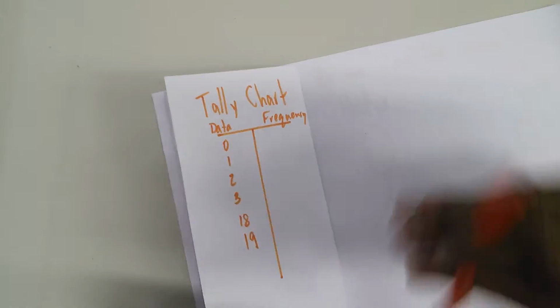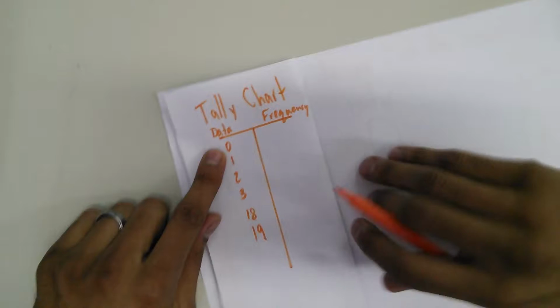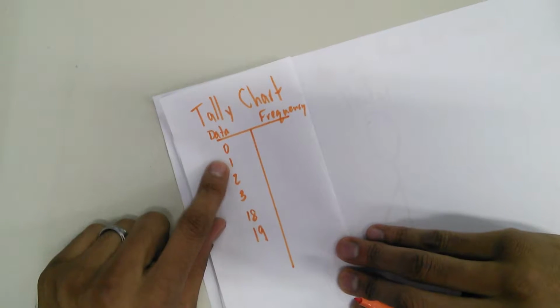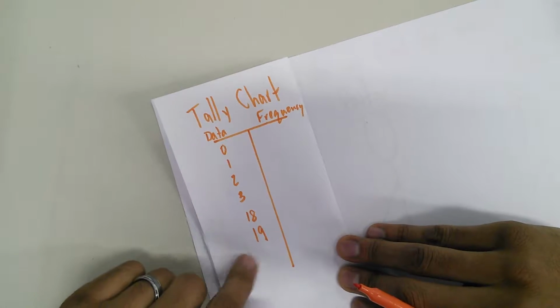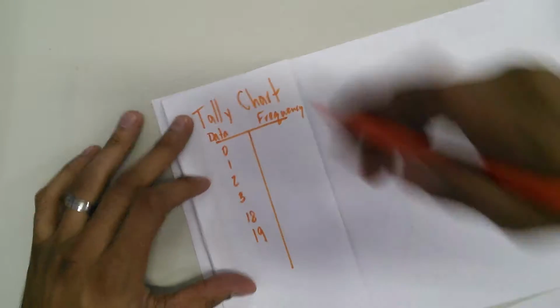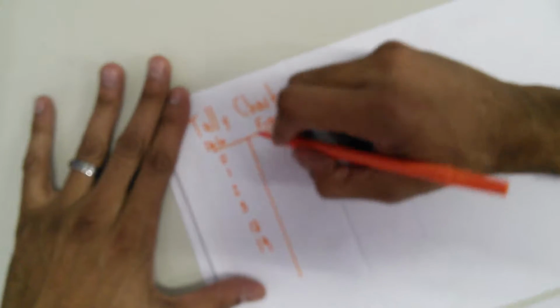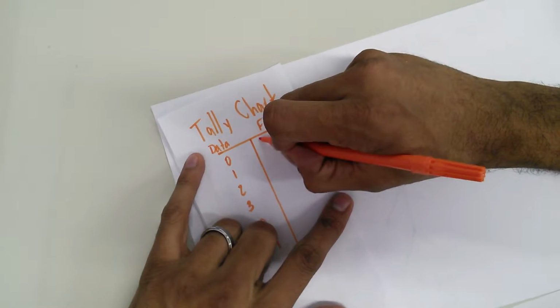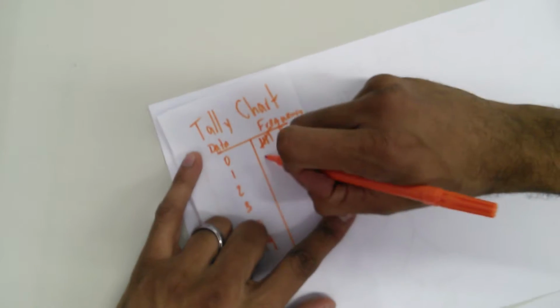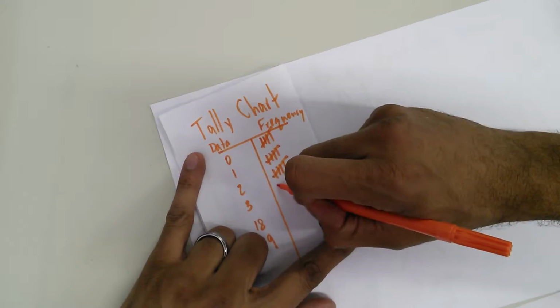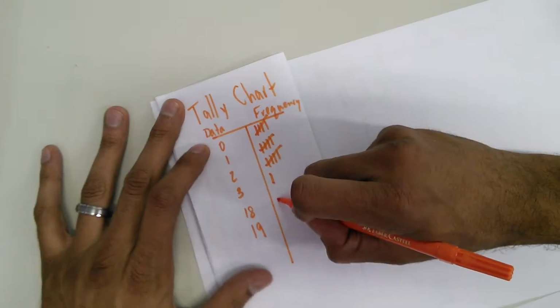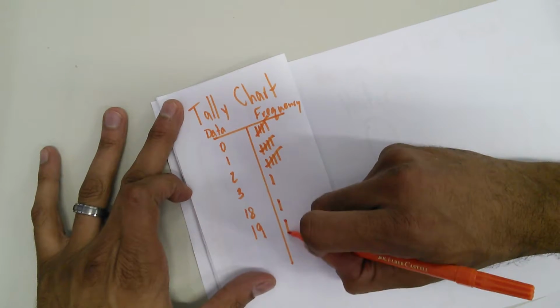Okay. For this tally chart, I put in these data points, 0, 1, 2, 3, 18, and 19, because these are the number of pets that we have in our class. So yesterday, 5 children said they had 0 pets, so I can record that with 5 tally marks. 5 children said they had 1 pet. 5 children said they had 2 pets. Julia said she had 3 pets. Ana Maria said she had 18, and Gustavo said he had 19.